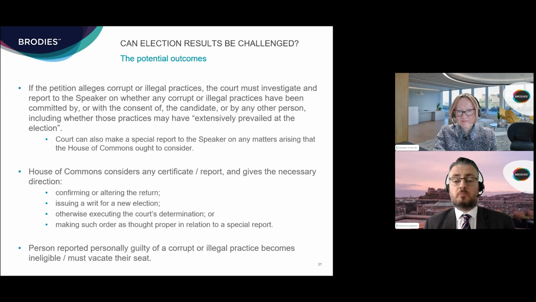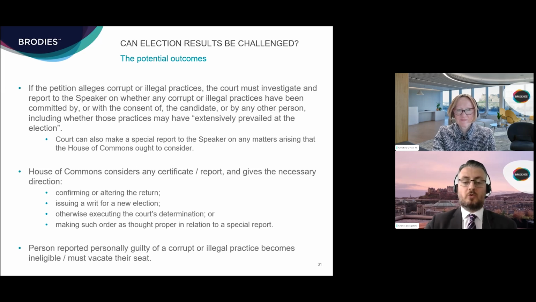Any person who's reported to Parliament as having been personally guilty of a corrupt or illegal practice becomes ineligible for election and must vacate their seat. So that's not necessarily the candidate. So you might have a candidate guilty of a corrupt or illegal practice, their election is void, but you might also have somebody who is an MP who was involved in that wrongdoing and is therefore themselves guilty of a corrupt or illegal practice, even though their own election wasn't challenged.